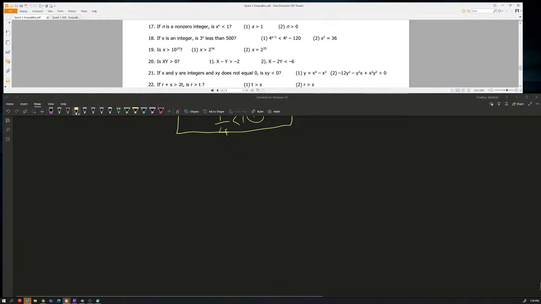Okay, let's take question number 18. Question number 18 says if x is an integer, is 3 power x less than 500? Okay, so the first condition that we are given is 4 power x minus 1 is less than 4 power x minus 120. When we have these exponential forms, we have to reduce them to some good form if we can.